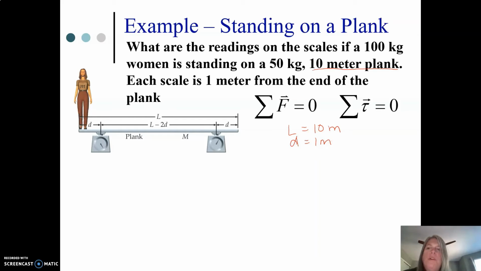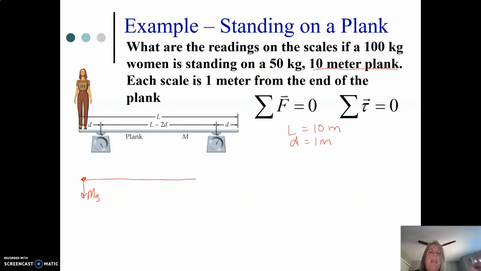Here we gave you numbers so we can work with numbers. Of course, numbers make life a little easier than having to work with variables sometimes. But first, what we want to do is draw the diagram of the forces. So we're going to draw the plank here. The woman here is standing at the end of the plank, so she's exerting a force of gravity. I'll give her a big mg.